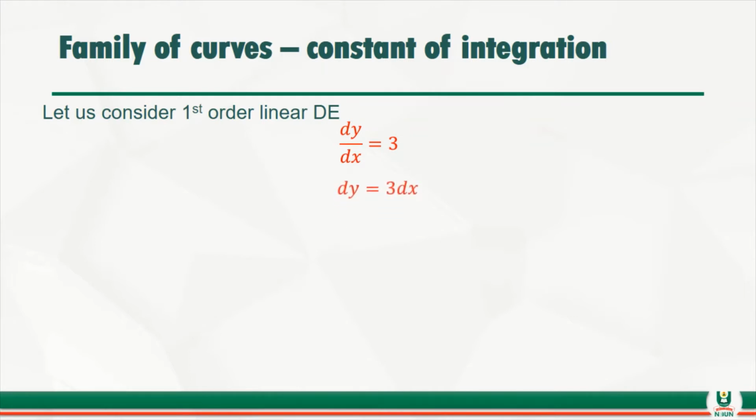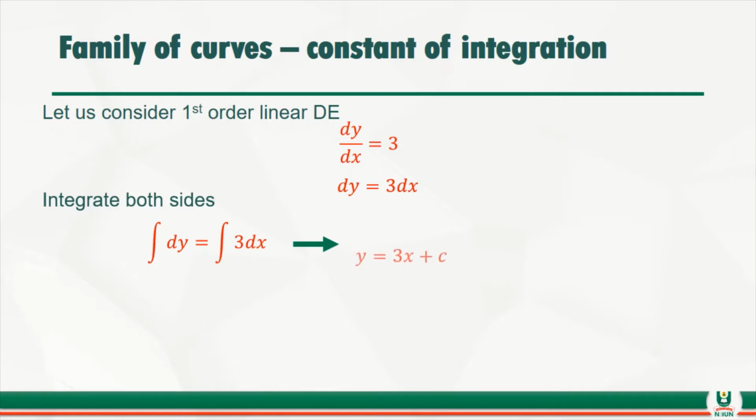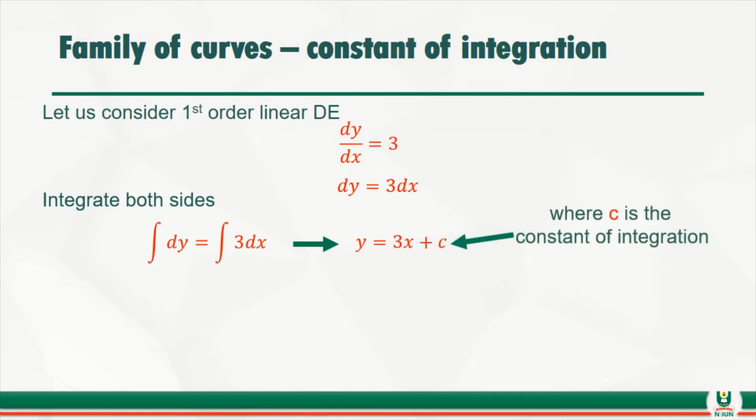By the time we rearrange, we see that dy is equal to 3 dx. So let us integrate both sides. We have integral dy is equal to integral 3 dx. Don't forget that if you integrate dy, what do you have? You have y. If you integrate 3 dx, what do you have? You have 3x. Then there will be a constant of integration, isn't it? Now, don't forget that c is the constant of integration.